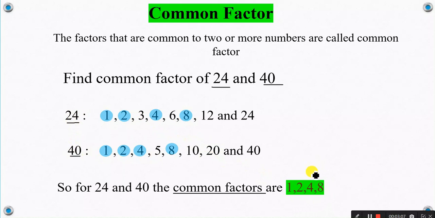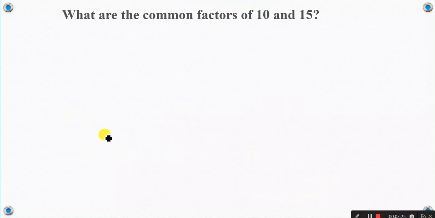From this, which one is the greatest? 8. So we see for the future, when we are asked to find the greatest common factor, 8 is the greatest common factor for 24 and 40. Let us do another example.